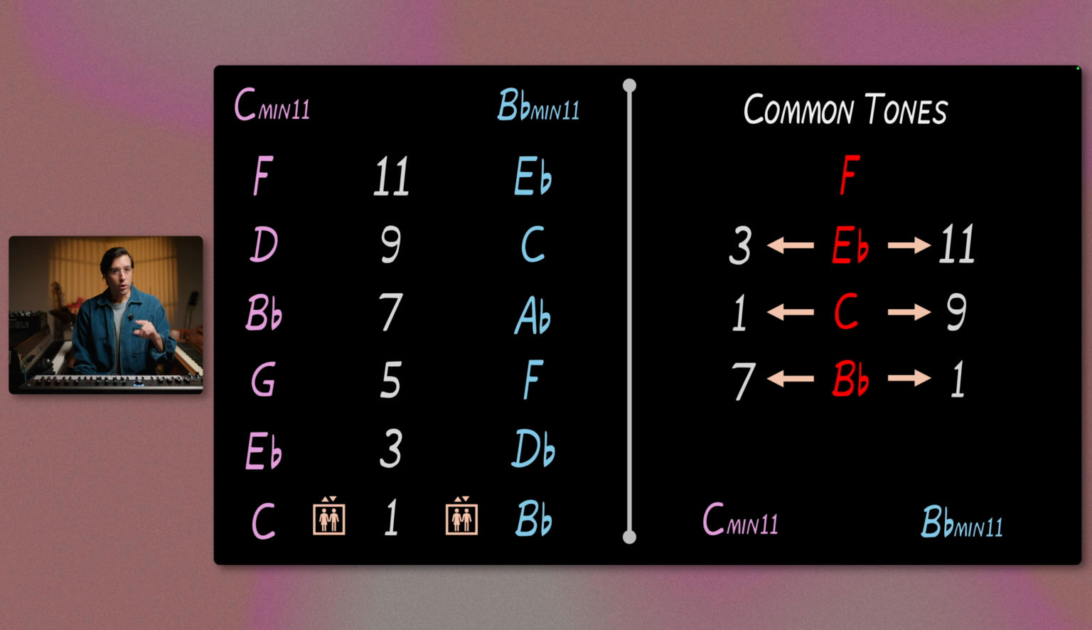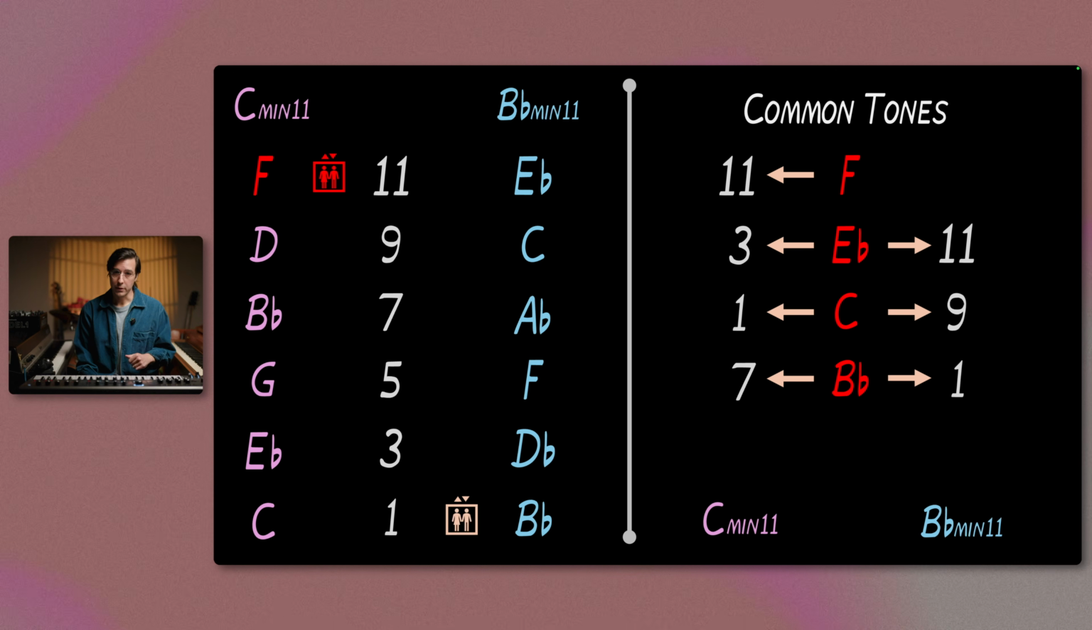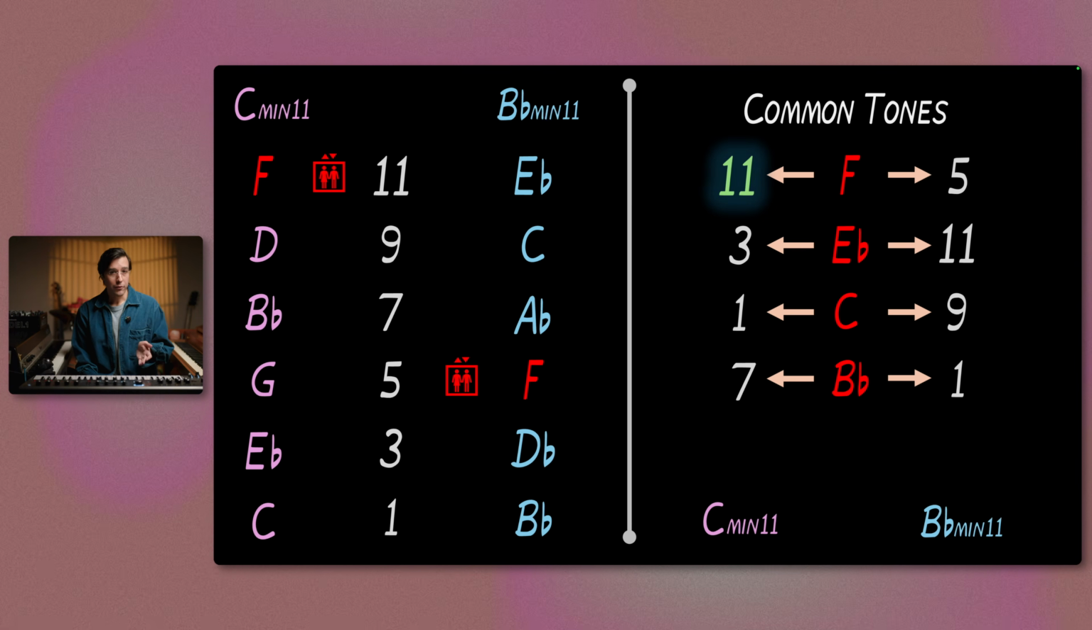We've got one more common tone to check out. F is the 11th floor of C minor 11, the top floor, maximum color. Over B flat minor 11, F is the 5th floor. If we hold F over our two chords, it shapeshifts from 11 to 5. This is higher than E flat, C, and B flat. F maintains the highest overall position. F is our most colorful shapeshifter.